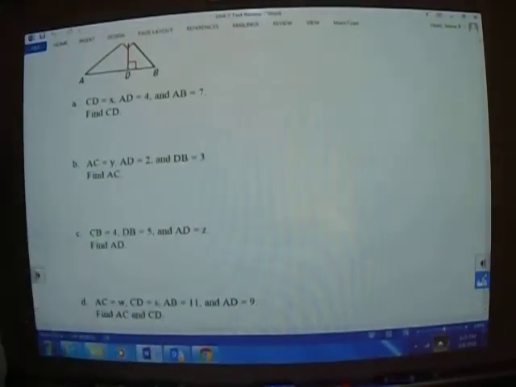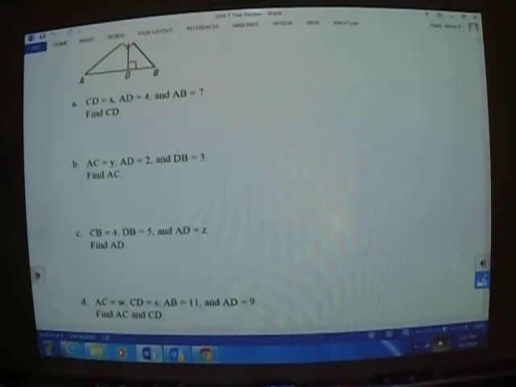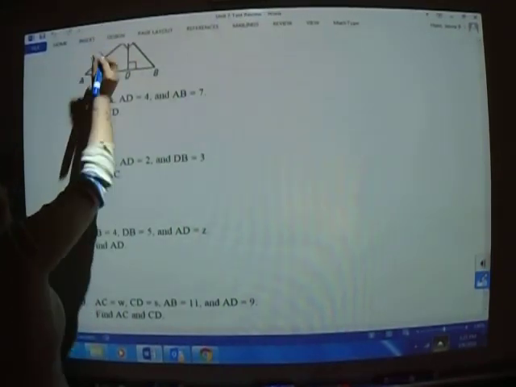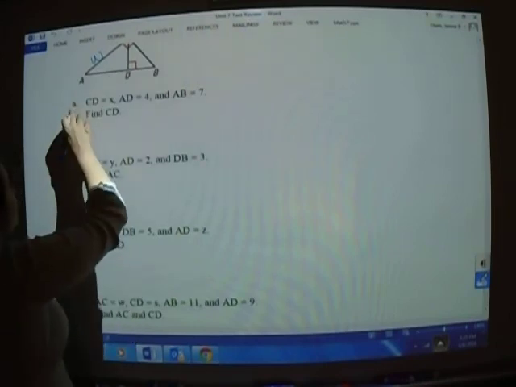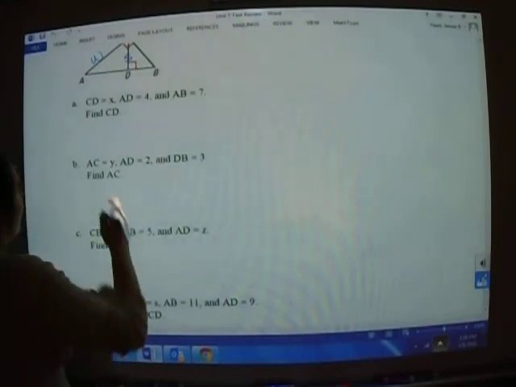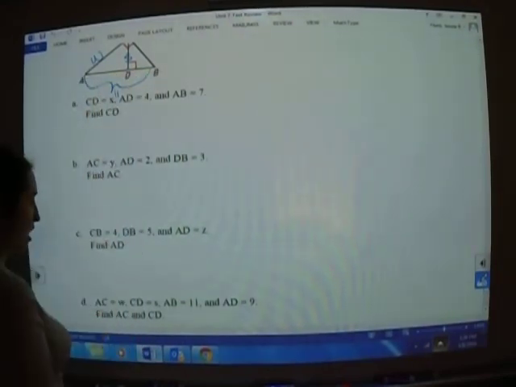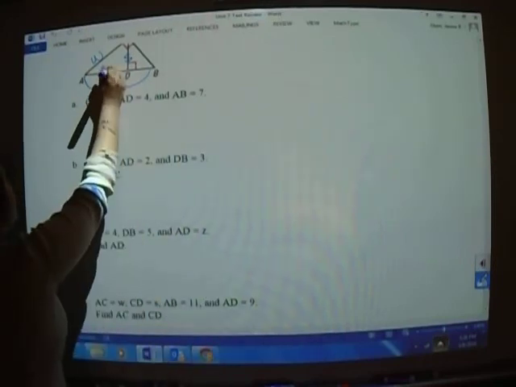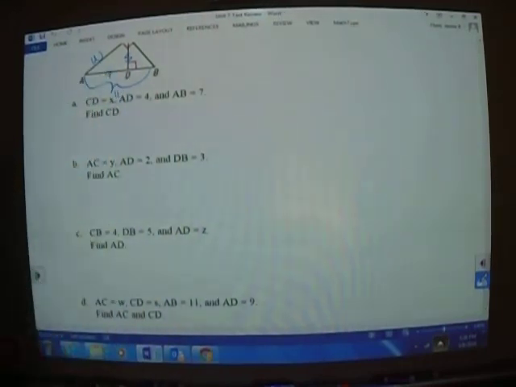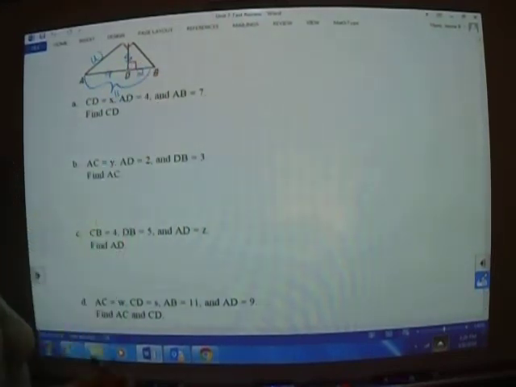Alright, so for number D, AC, which is this line here, I know you can't really see the C, is W. CD, this, is F. AB is 11. And AD is 9. Alright? So find AC and CD. So first of all, if this is 9 and this is 11, this is going to be 2.